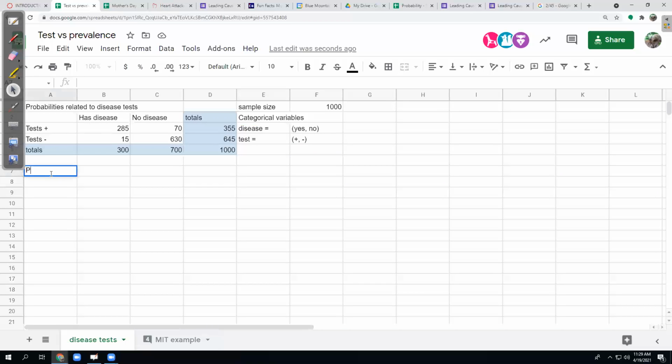So there's an idea called prevalence of diseases. And the prevalence is just the percent of cases in the population or in the group. Right? And as far as probability goes, that's just the probability of having the disease. So I would write P for probability, and it would be the probability of having the disease.